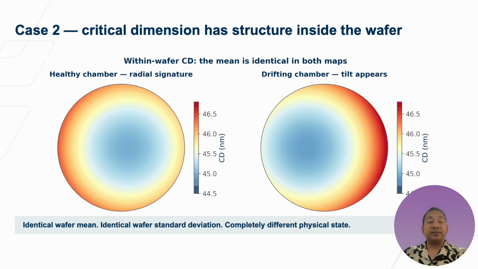Case 2, critical dimension. The problem is spatial. Two wafer maps. Left is a healthy chamber with a symmetric radial signature, center-to-edge variation, which is normal and expected for this tool. Right, a tilt has appeared.